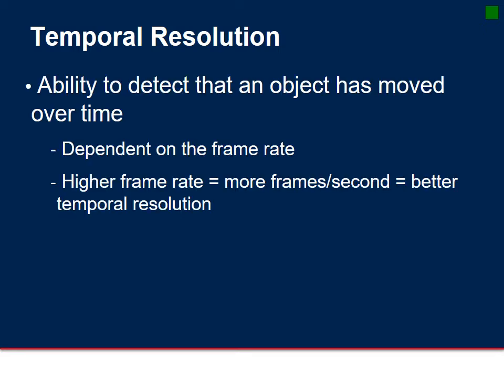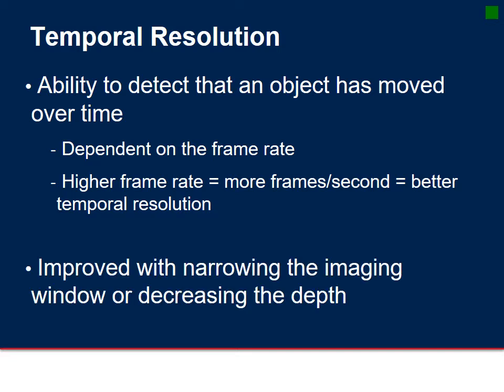Temporal resolution is especially important in cardiac ultrasound, and this is the ability of the machine to detect that an object is moving over time. This is the idea of the frame rate, and a higher frame rate means that you refresh more quickly and you can pick up small movements or quick movements over time, and therefore you have a better temporal resolution. This frame rate and temporal resolution is really a characteristic of the ultrasound probe itself, but there are some things you can do to improve it.